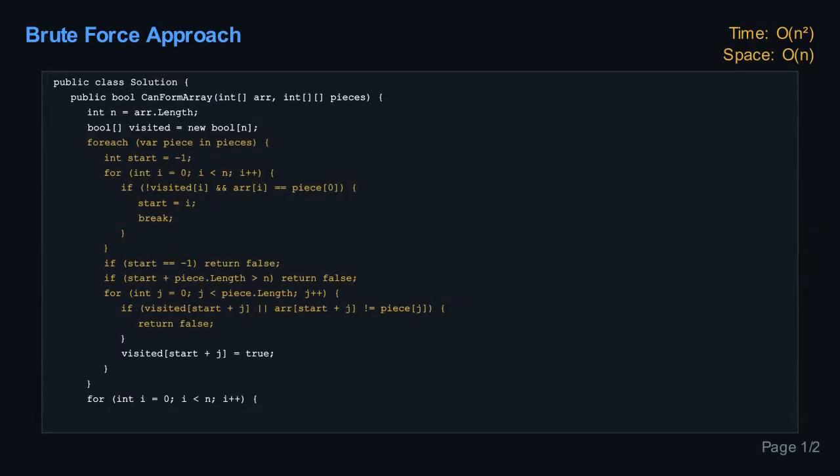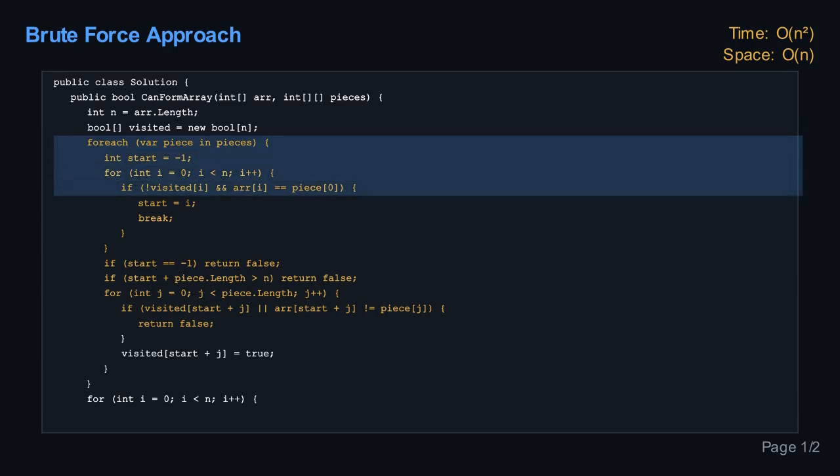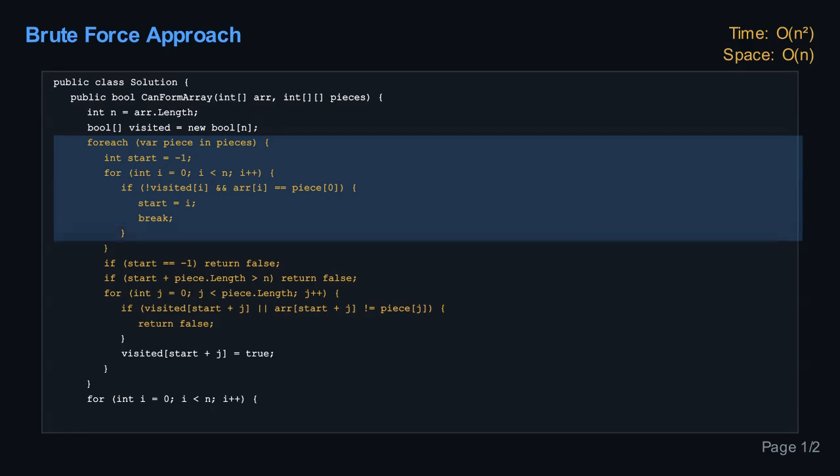A naive approach might involve iterating through each piece and trying to find its starting element in the main array. Once found, we'd compare the entire piece to that segment of the main array. If it matches, we mark those elements as used and continue. This requires nested loops to search for each piece's starting point, and then another loop to compare the piece elements.